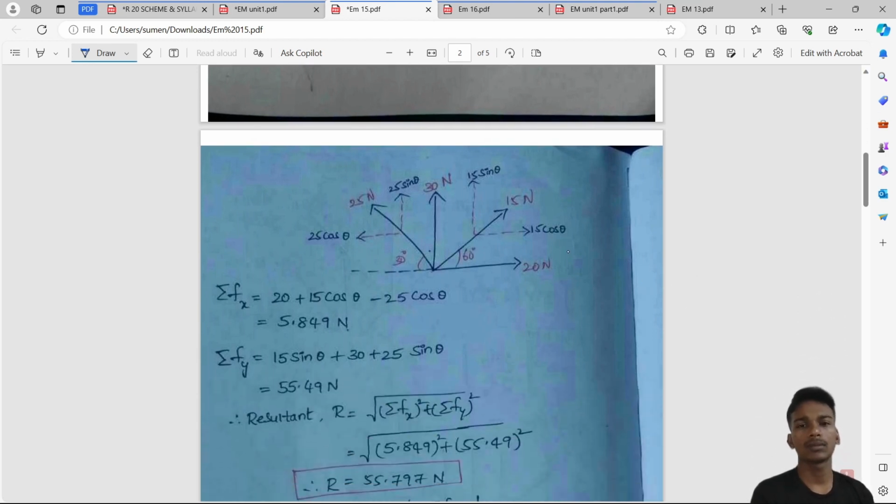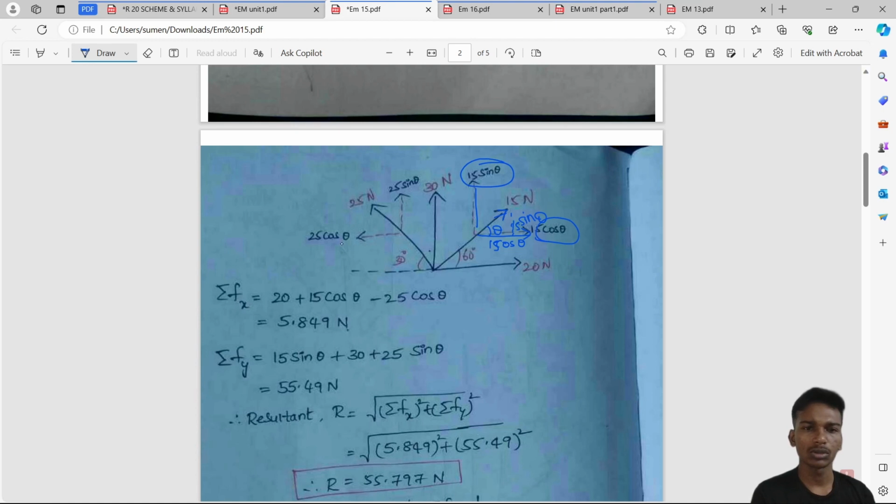Now I'm resolving this 15 Newton force along x-axis and along y-axis. Let us assume it has angle theta. Opposite to it, sine theta, and adjacent to it, cos theta. And the hypotenuse is 15, so 15 sine theta, 15 cos theta. And it's mentioned over here in the problem that theta is 60 degrees. So my x component will be 15 cos 60 degrees and my y component will be 15 sine 60 degrees.